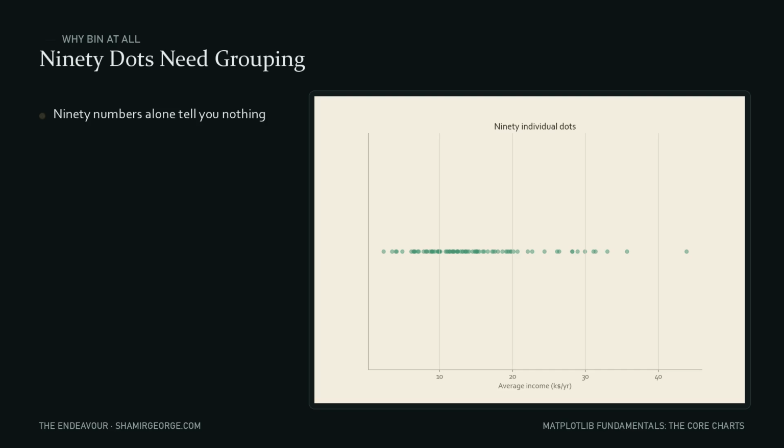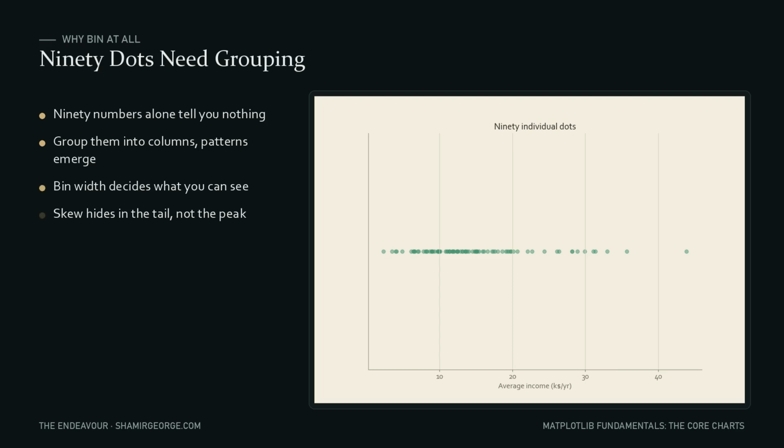Scatter 90 income values on a line and you get noise, basically overlapping dots, no story. Group them into columns instead, and now you can see how many cities sit in each income range. That single choice, how wide each column is, decides whether you see a clean shape or a blur. This whole lecture is about mastering that one choice, the bin.